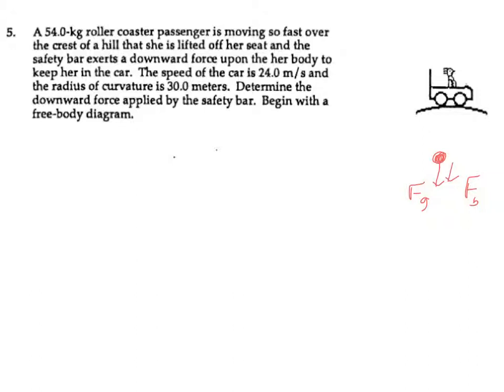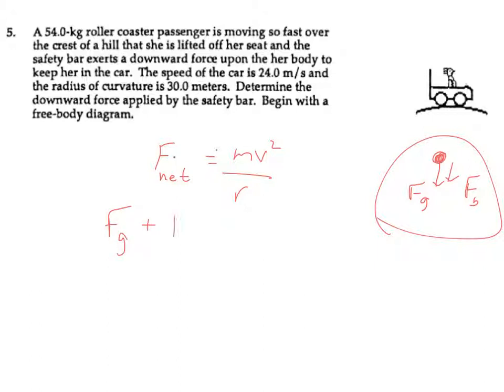So if we want to solve for the downward force applied by the safety bar, we need to look at the overall situation as we're going over the top of a hill, which is really just part of a circle, right? So we can say that the net force is equal to m times v squared over r. And the net force, we have to define in terms of these forces we've put in our free body diagram. So both the weight and the force of the bar are pushing on the rider towards the center of the circle. So we're going to write both of those together, add them up, and set them equal to mv squared over r.